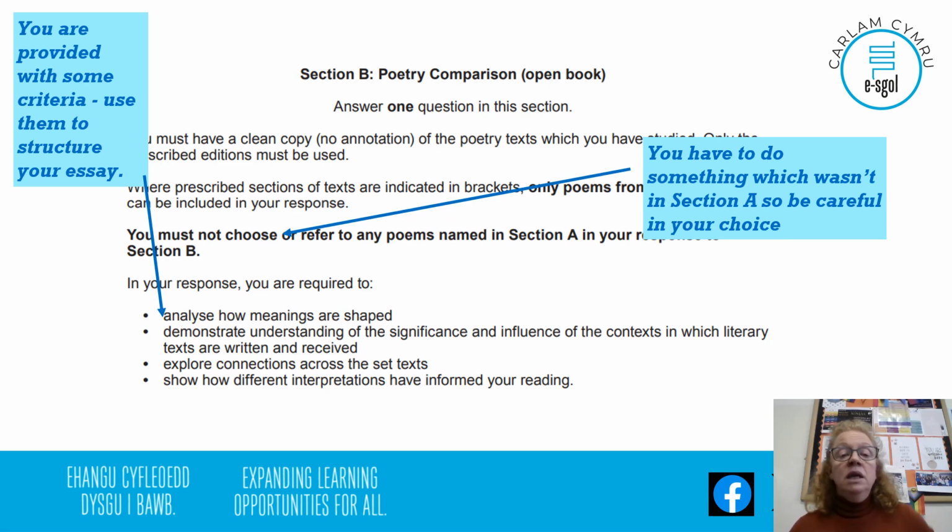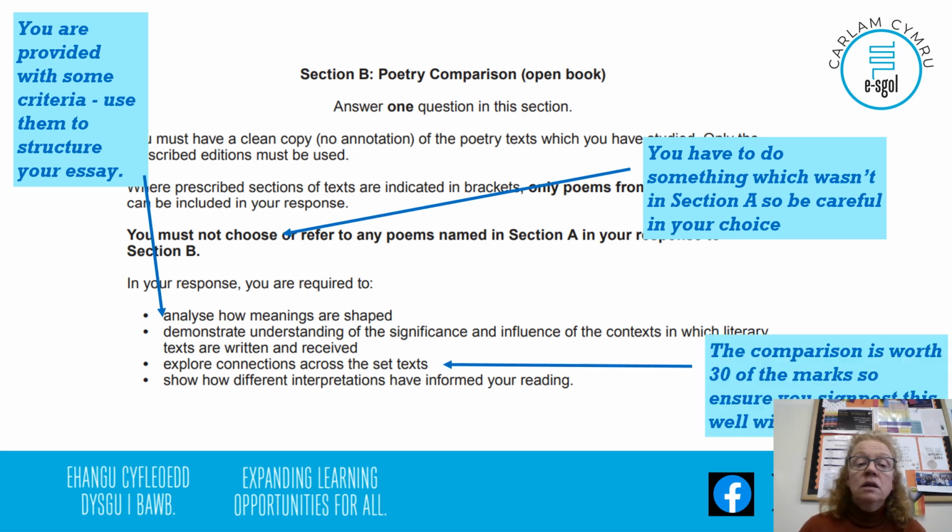Look at how meaning is shaped, demonstrate the significance and the influence of the context. We'll talk about that a lot as we go through. Look at the connections and show different interpretations. That's really, really important that you consider those when you're writing your essay.